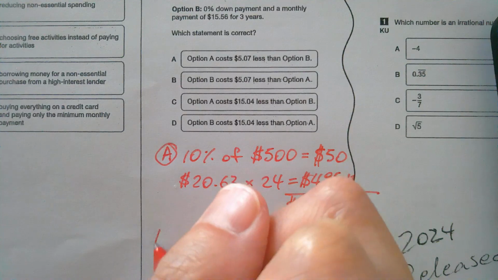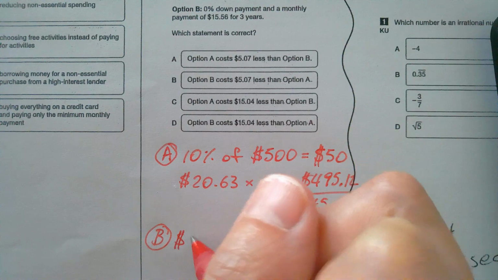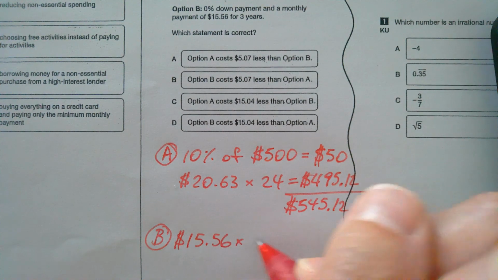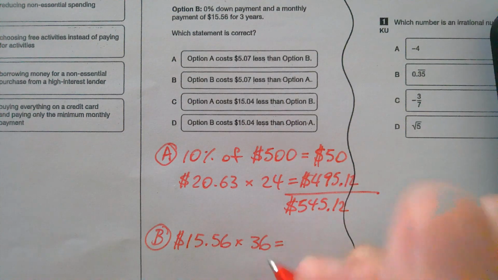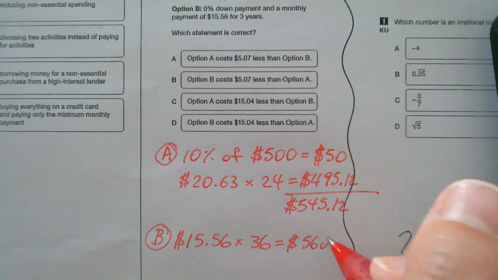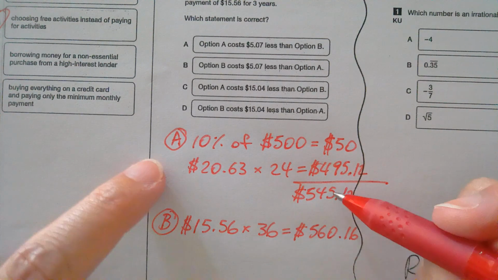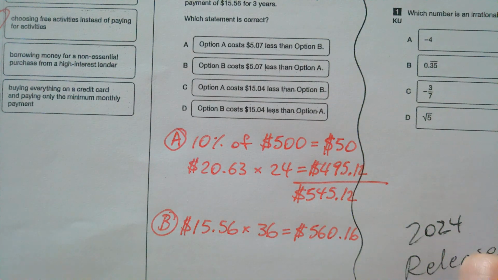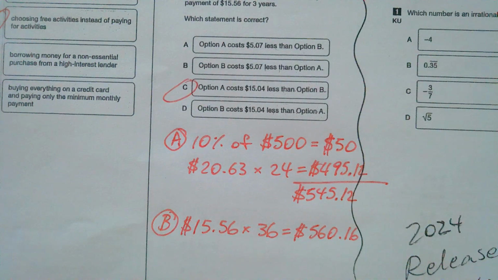Okay, and then B, 0% down, and then just a simple monthly payment of $15.56 for 3 years. So when you times it by 36, $15.56 times 36, that's $560.16. So looking at these two, looks like B, you pay about $15 more. So if you take a look at these options right here, C, because A costs $15 less. Okay. So for this question, you actually had to do all the calculation.